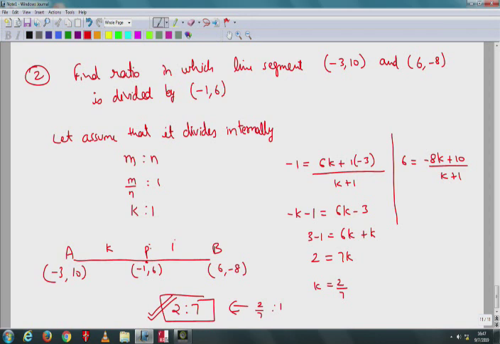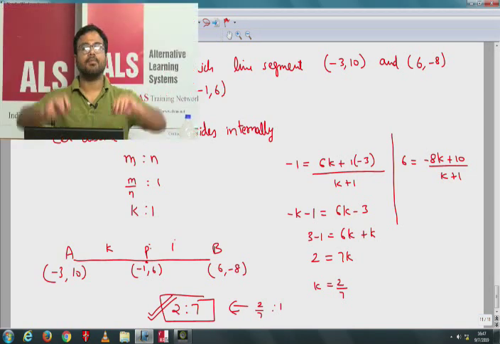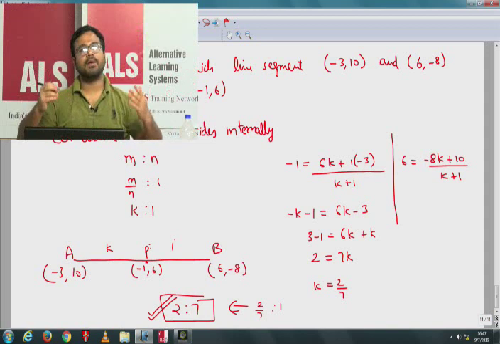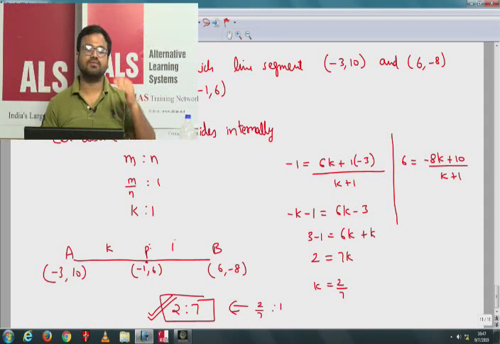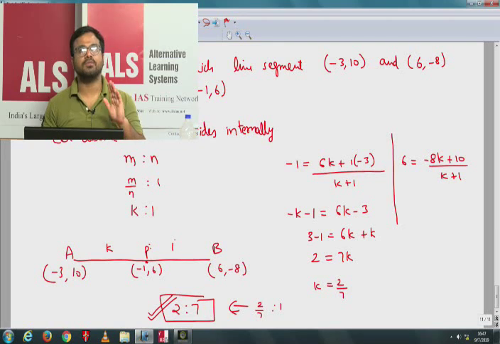We assumed that it is dividing internally, and since we are getting the ratio as positive, it means our assumption was right, it is the internal division. But suppose it contradicts. Suppose we have assumed that it is dividing internally, but the ratio you get is negative. It means your assumption was wrong. Whatever you have assumed is not right, so it is the opposite case.